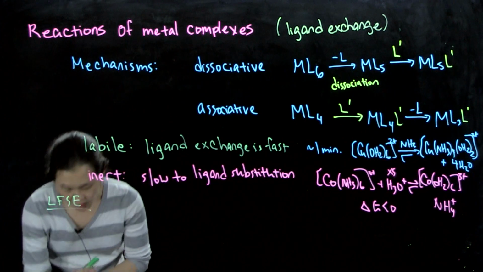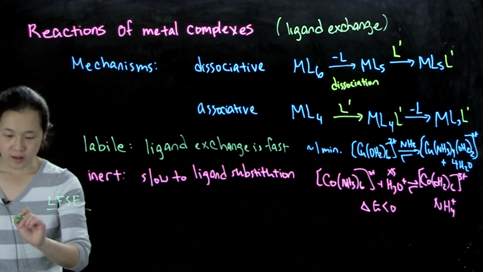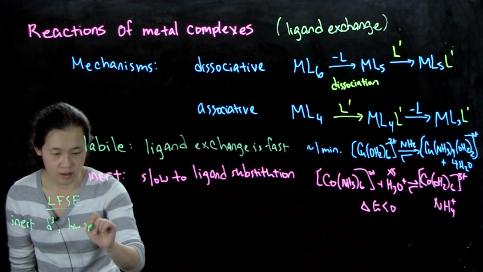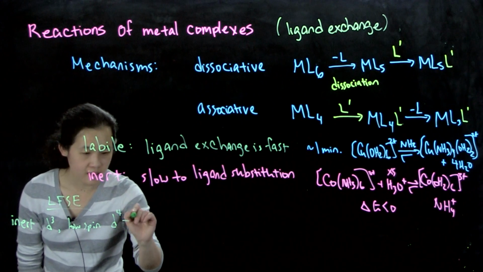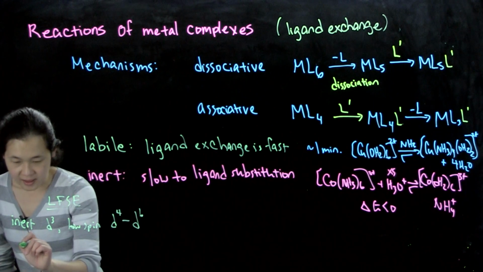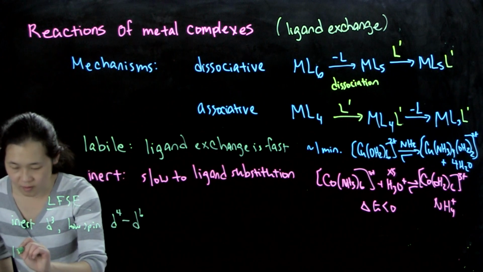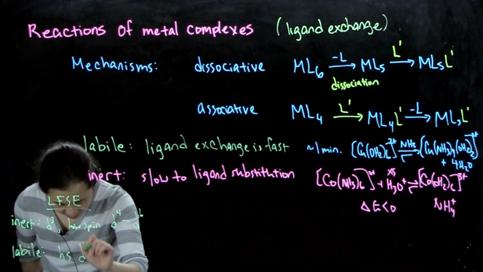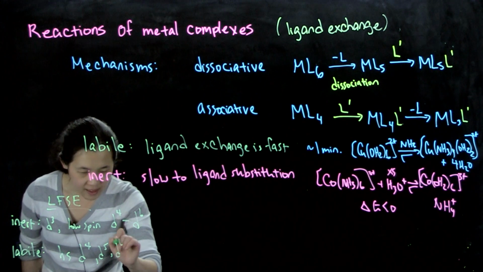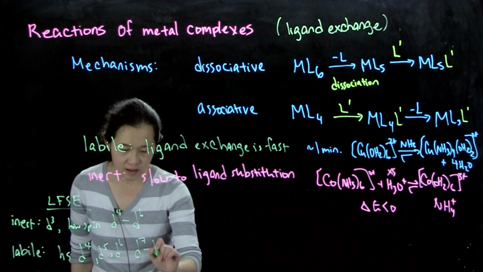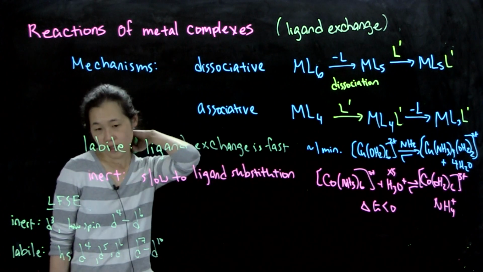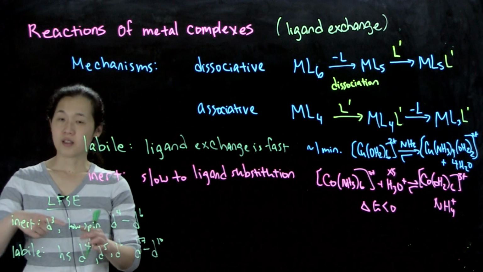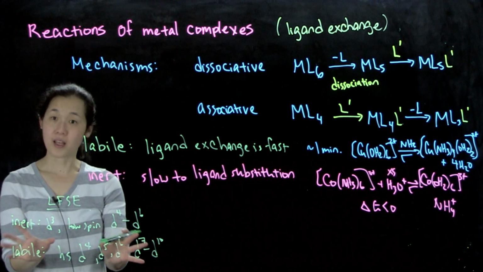So based on LFSE, we should know that inert complexes are often going to be d3 or low spin d4 through d6. And for labile, it's going to be high spin d4, d5, d6, and also if you have more electrons, so d7 through d10. So these are more labile. D10, of course, we know has no LFSE, and for high spin d4 we have less, because we're going across that delta O. Okay, so that's the way to think about it through LFSE.